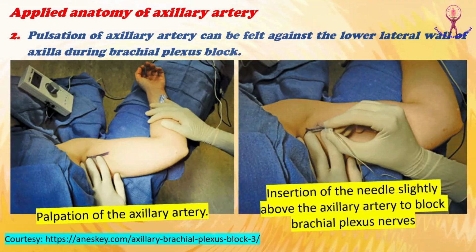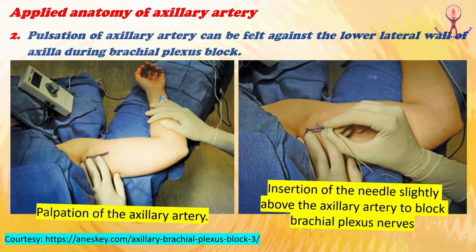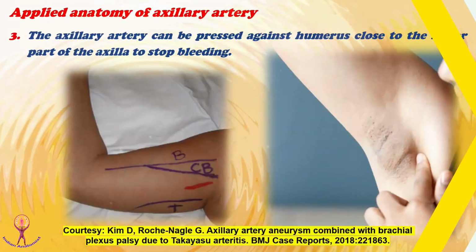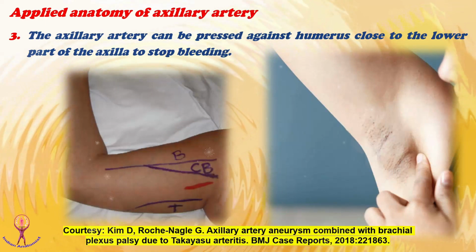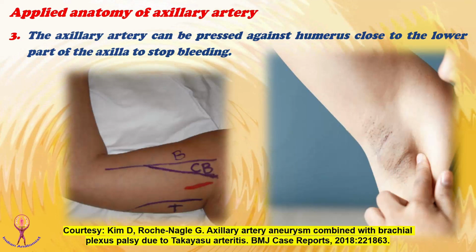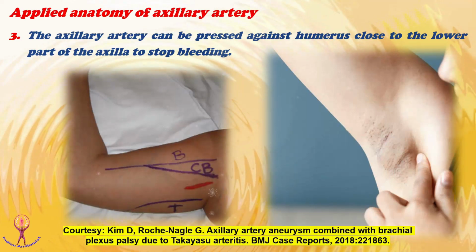Number 2 is pulsation of the axillary artery, which can be felt against the lower lateral wall of the axilla during brachial plexus block. Number 3 is compression of the axillary artery. Now, why is this artery compressed? The axillary artery can be compressed against the humerus, close to the lower part of the axilla, to stop bleeding.